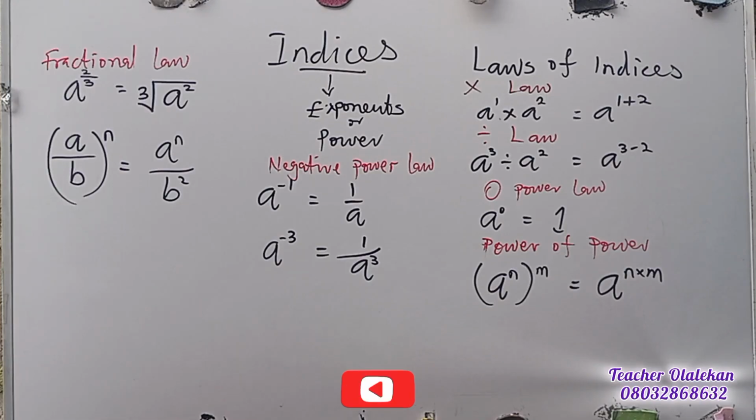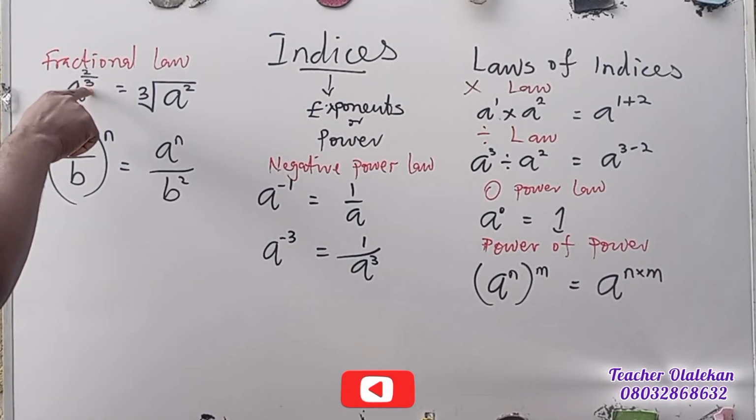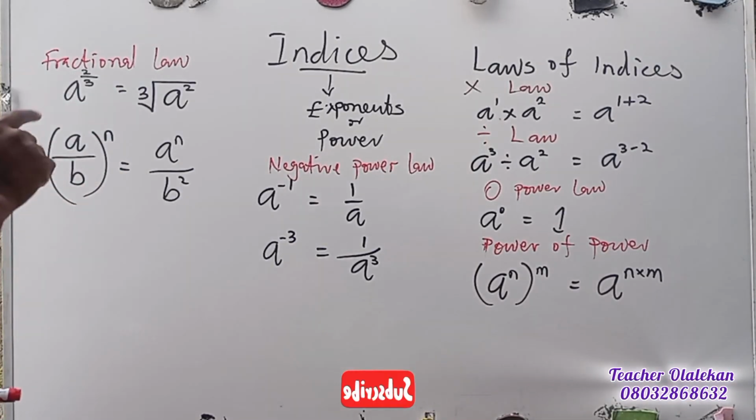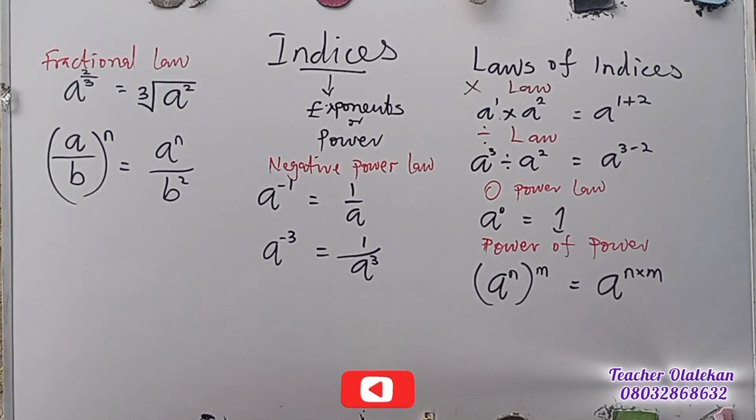But one thing I would like you to note in this law is that when you have a fraction as the exponent, just know that the denominator is your root. That will bring the radical sign on the base, while the numerator is the exponent.